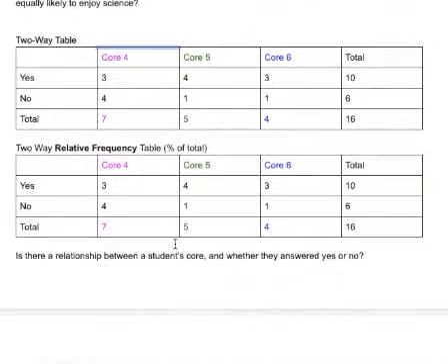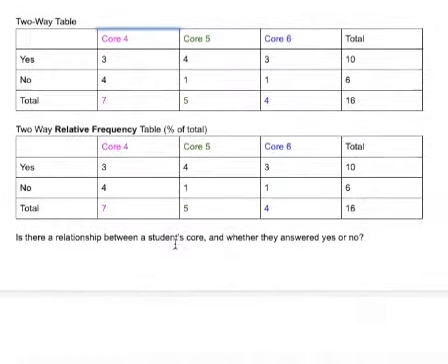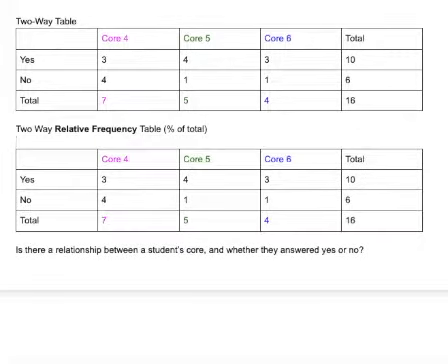So we're going to take the table we talked about yesterday with what core people were in if they answered yes or no to a certain question. And we're going to take this table and turn it into what's called a relative frequency table, so that instead of talking about the actual numbers, we'll turn it into percents. Basically, I'm going to pick one variable to be the independent variable, and I'm going to make sure I label it.